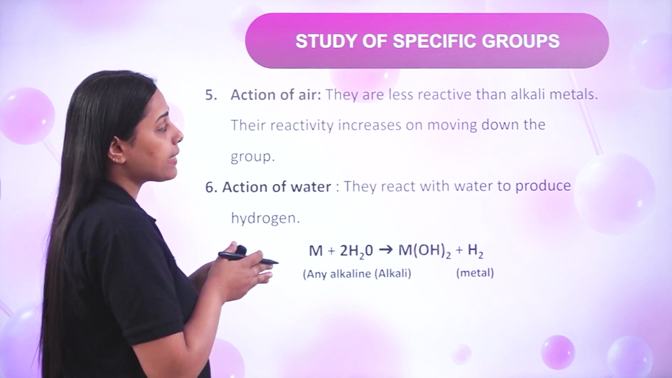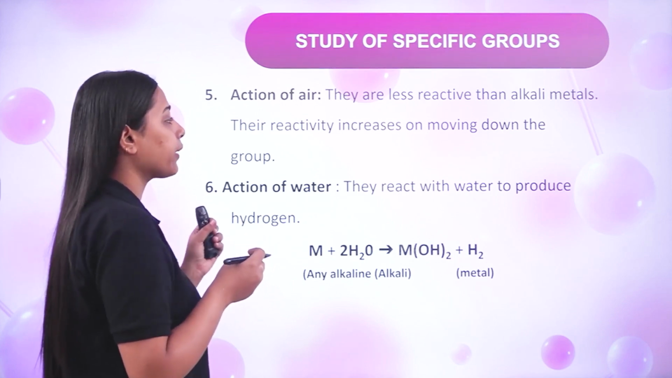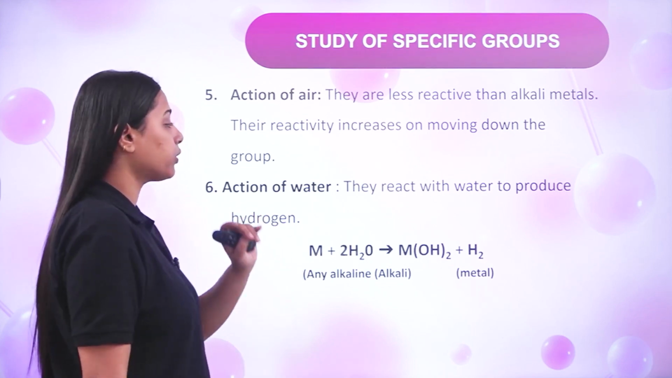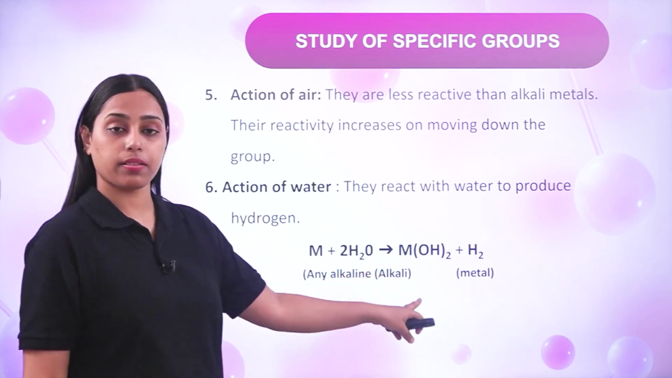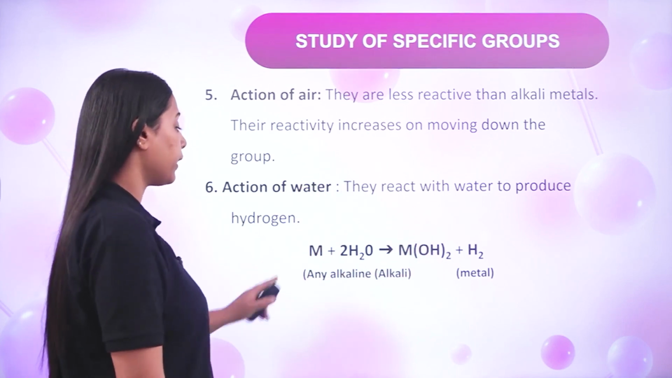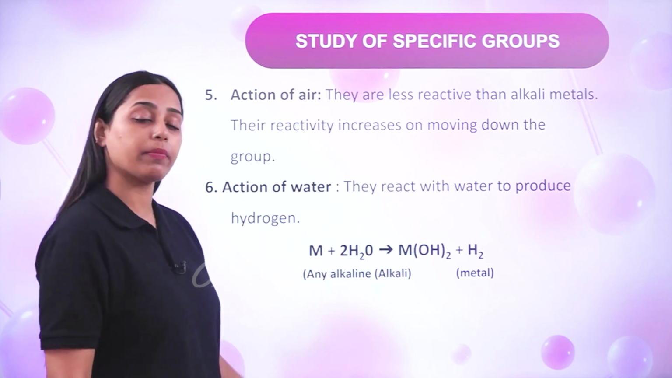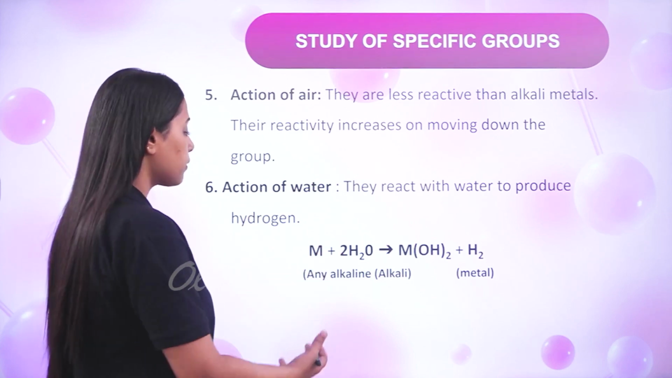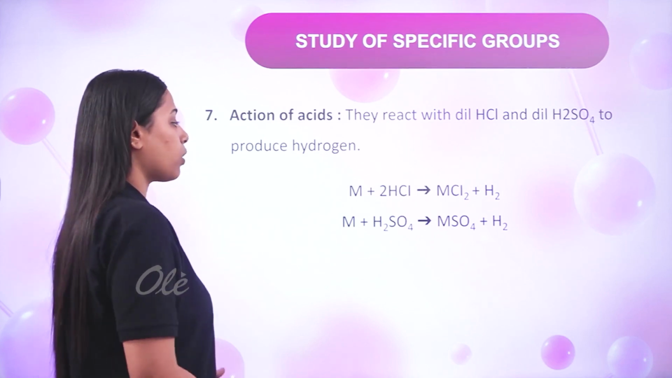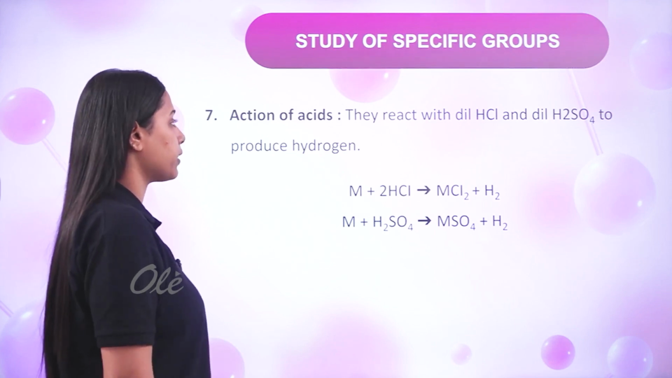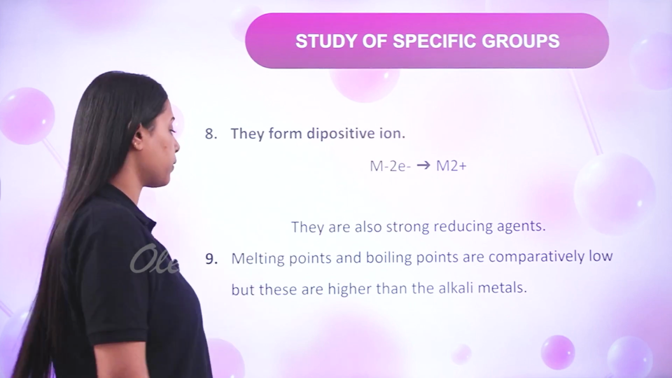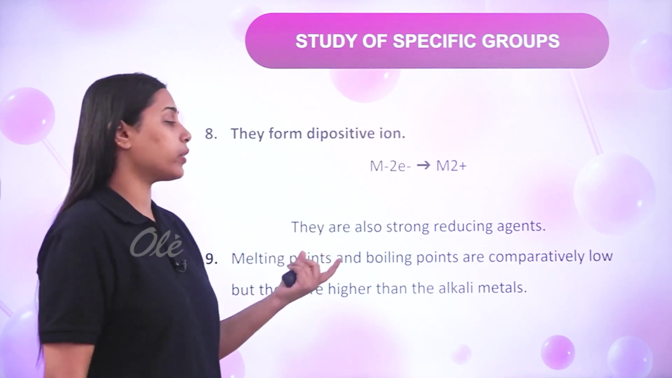Action of air: they are less reactive than alkali metals. Their reactivity increases on moving down a group, the same concept that applies to alkali metals. Action of water: they also react with water to form their respective hydroxides according to the valency, and hydrogen gas is liberated. They are also found above hydrogen, so they easily replace hydrogen. Action of acids: they also react with acids to liberate salt and hydrogen gas according to the valency. They form dipositive ions because they lose 2 electrons, so M2+ type of cations are formed. They are also strong reducing agents.